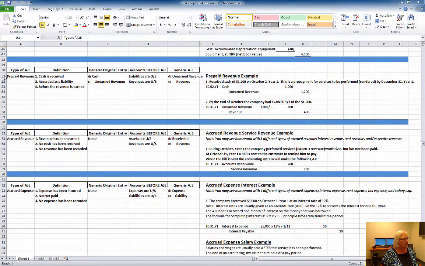Hey folks, we're continuing the study for prepaid revenue. It is the second type of adjusting entry. We did prepaid expenses a minute ago. Now you're going to do prepaid revenue.